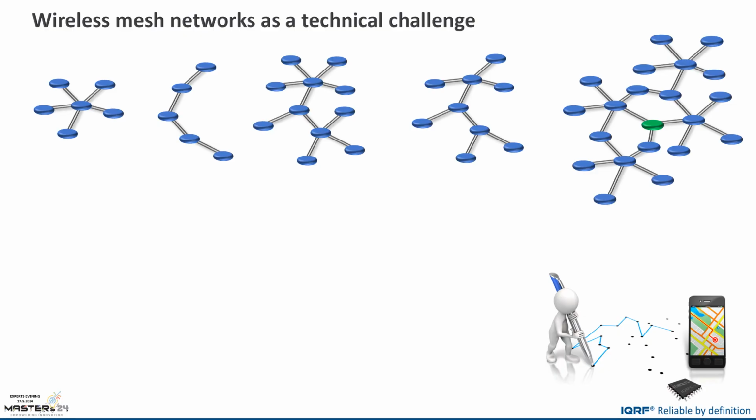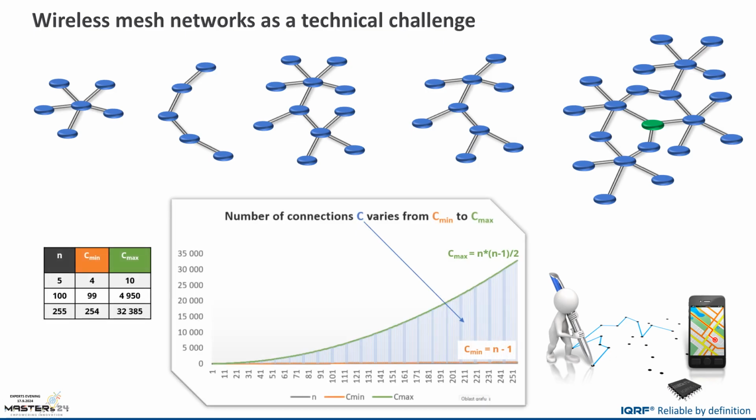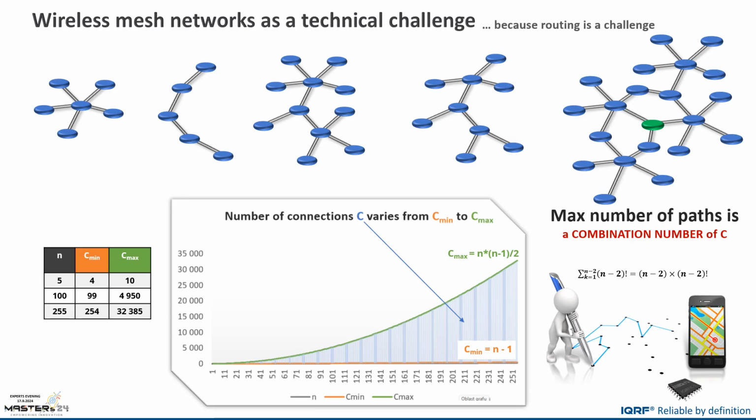That's because the number of possible connections between devices increases quadratically with the number of routers. More than 32,000 possible connections can be found in a wireless mesh network with 255 devices. Routing is then selecting available connections to create a route between points A and B. Mathematics quantifies the number of available routes as a huge combination number. For 255 nodes in the network, it's a number with 502 zeros.